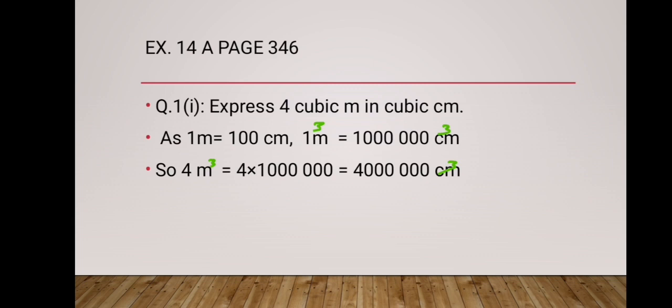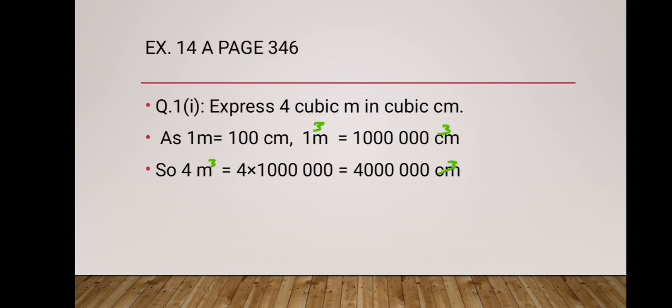We know that in 1 meter there are 100 centimeters. So in 1 cubic meter, this means 100 into 100 into 100, or multiply 100 by itself 3 times. So we will get 1 million cubic centimeters. So in 1 cubic meter, there are 1 million cubic centimeters.